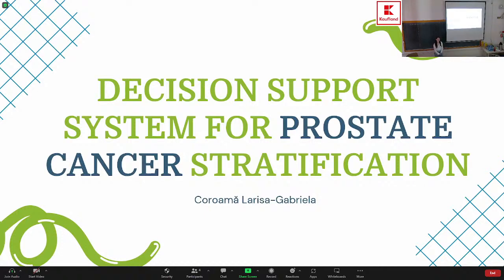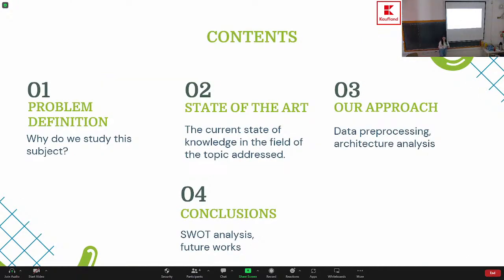My name is Larissa. I'm a student at UBB, and I represent the theoretical side of my thesis. I will present to you a decision support system for prostate cancer stratification. The presentation is segmented into four parts: the problem definition, why exactly we study the subject; the state of the art, the current state of knowledge addressing the subject; our approach, which sums up the data processing techniques I used and the accuracy analysis; and then a conclusion, which includes a SWOT analysis and future work. Now, the problem definition.